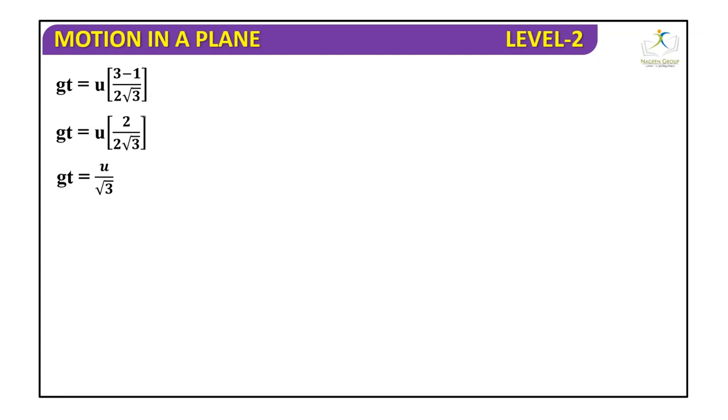Now 2 will be cancelled out and we get gt equals u by root 3. So t equals u by root 3 g. From the options we can say the first option is the correct answer.